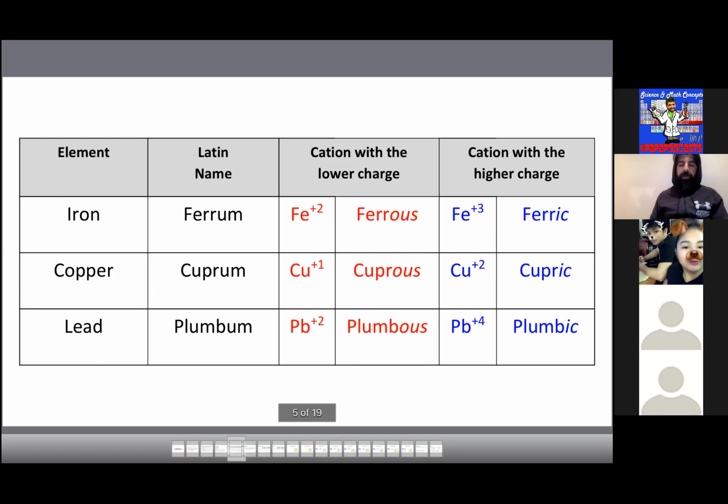So iron, ferrum. This UM gets dropped for OUS if we're using the lower charge, and this UM gets dropped in favor of IC if we are using the higher of the two charges. Cuprum will either be used as cuprous or cupric, and plumbum will be used as plumbous or plumbic, depending on whether we are using the higher charge or the lower of the two charges.